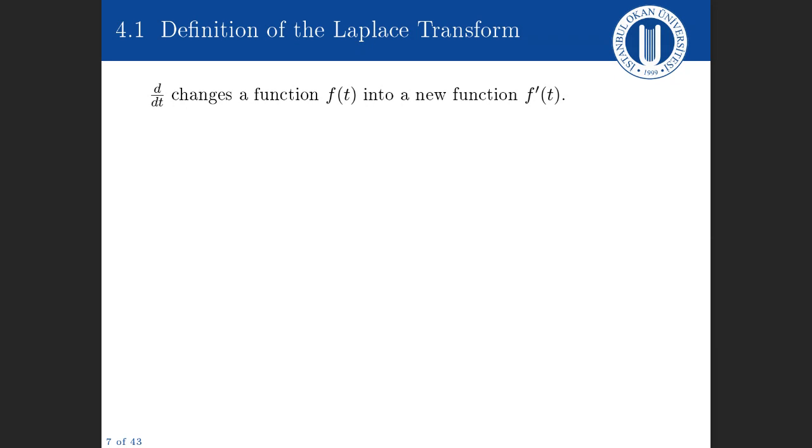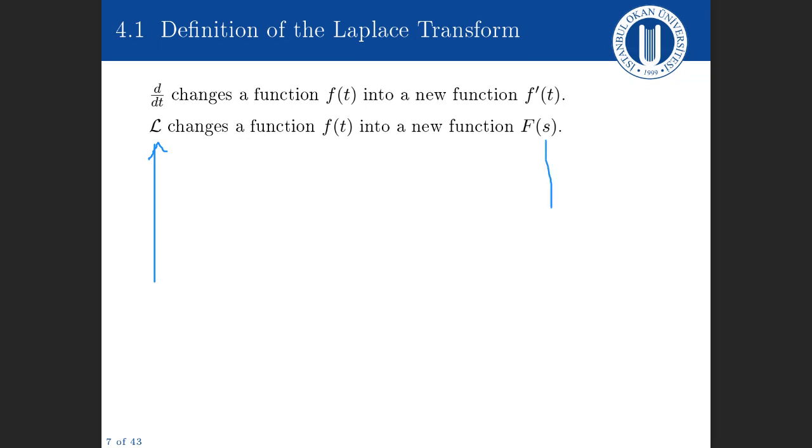The Laplace transform is another way to change a function. The Laplace transform, which using a computer I'm going to write like this, changes some function, small f, into a new function. And the new function we're going to call capital F. For the new function, we're also going to change the independent variable. Instead of writing t, we're going to change this to s commonly.